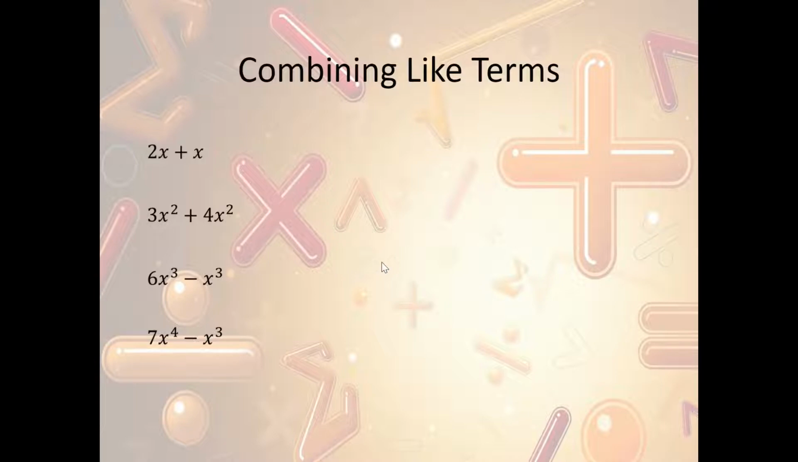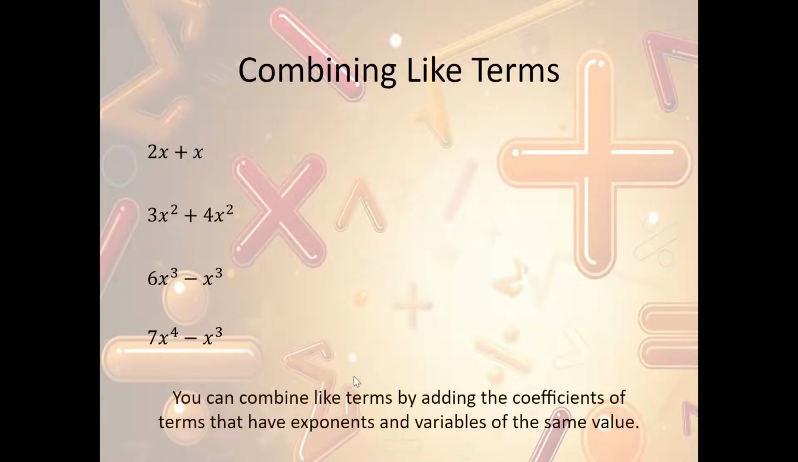Now combining like terms. The rule is, in order to combine like terms, they have to have the same exponents and the same variables. And if they do, we're going to add the coefficients. So for instance, we have 2x and x. Well, they're both x's, so they have the same variables, and they have the same power, same exponent. Really, it's an imaginary exponent of 1. So we can just add these. 2x plus x is 3x.